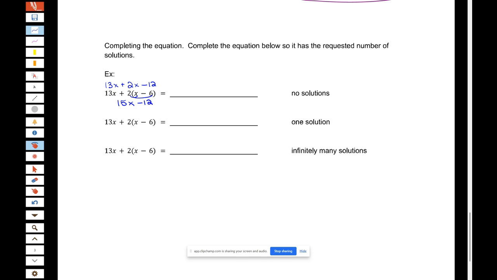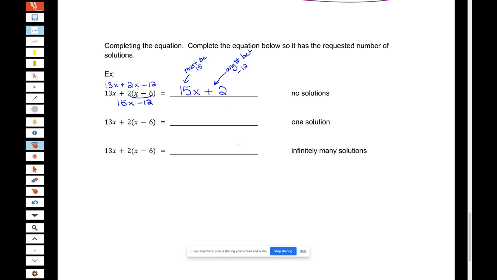Well, if I wanted to have no solutions, I want to make sure that x's cancel out. So I'm going to make the right side also have a 15x. And then I have to make sure the numbers that are remaining are different. So instead of negative 12, I'll put something else, plus 2. Okay. So you can write anything down except for this is going to have to be 15 because the coefficients must be the same. And here you can write any number but minus 12. You can't use that. All right.